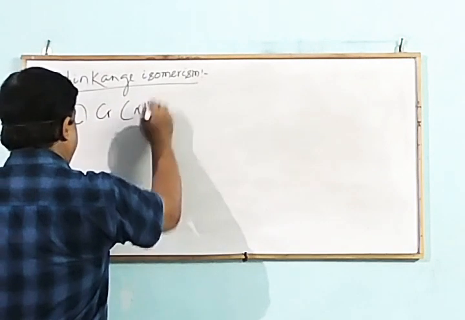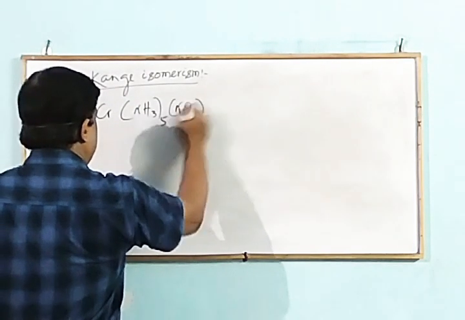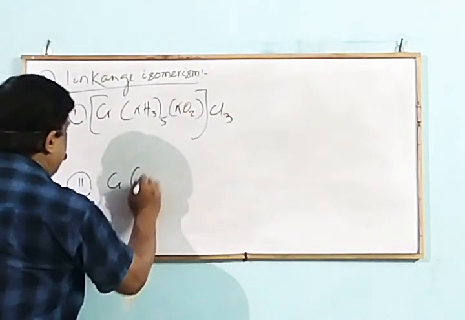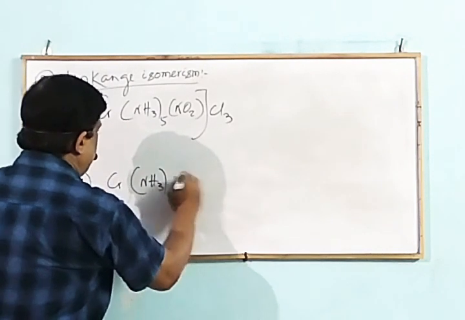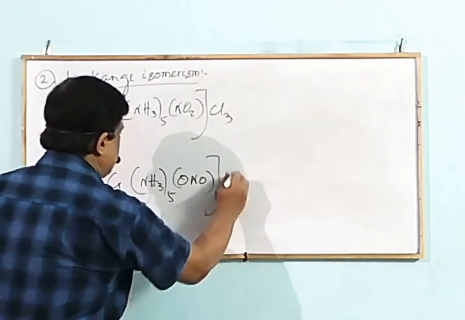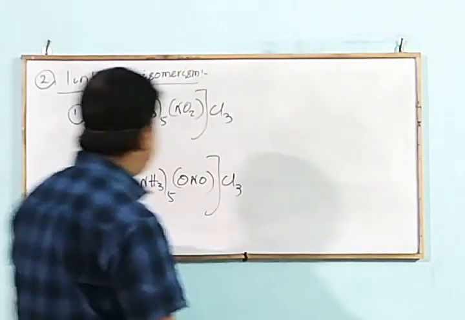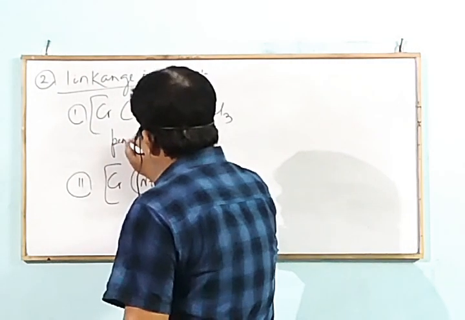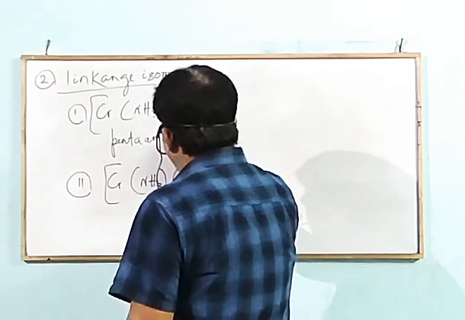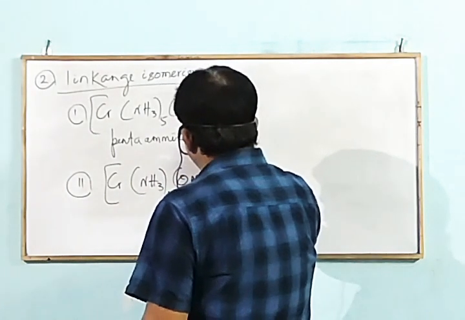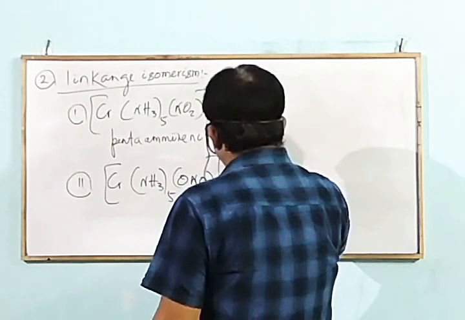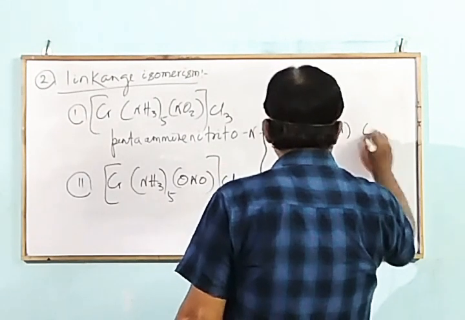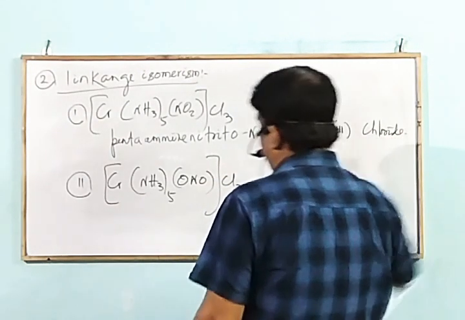[Cr(NH3)5(NO2)]Cl3 and another one [Cr(NH3)5(ONO)]Cl3. Mark that, same molecular formula is there, different structure. Its name is pentaamine nitrito N chromium 3 chloride, while the other's name is pentaamine nitrito O chromium 3 chloride.